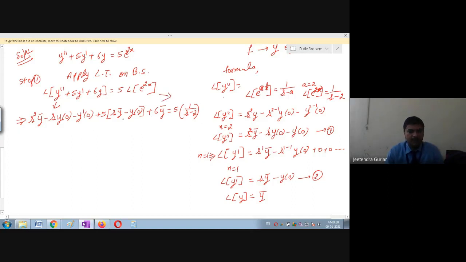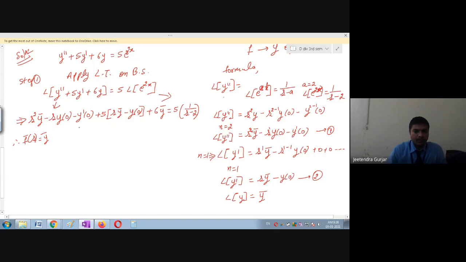Okay, so this step is very, very important. Step 1, applying Laplace transform. Is it clear? Yes. Can anybody tell me what will be the next step? What you are going to find exactly here? Yes, I want to find f dash of s, that is y dash. Yes, I want to find this.